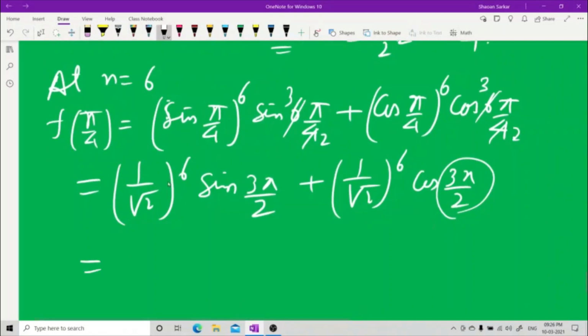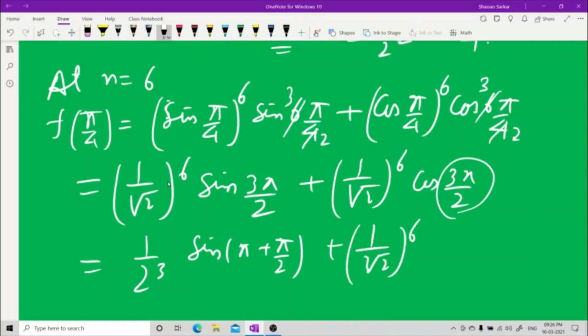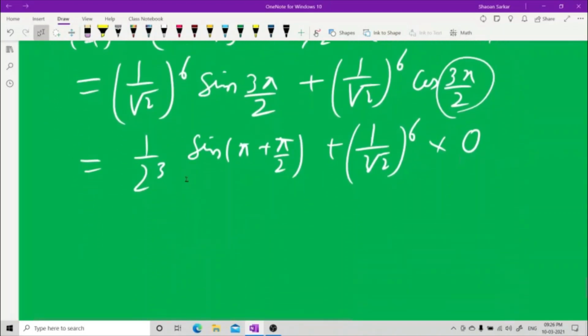So now you have 1 by under root 2, that is nothing but 1 by 2 cube, then sine pi plus pi by 2. So this is 1 by under root 2 to the power of 6 into 0. Cos 3 pi by 2 is 270. Cos 270 is 0. So now this is minus 2 cube sine pi by 2, and this is nothing but minus 1 by 8.